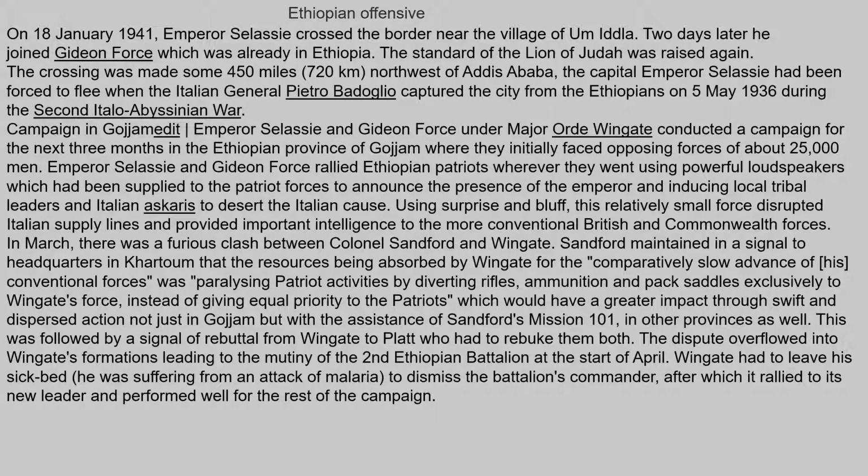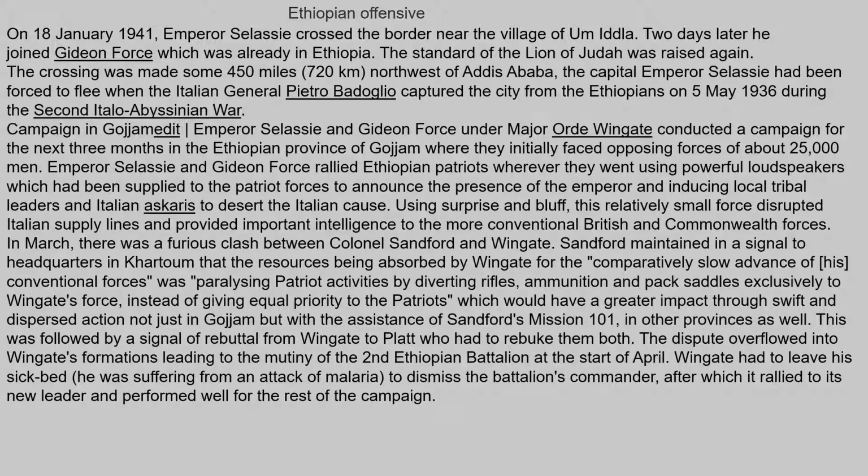So Emperor Selassie and the Gideon Force under Major Orde Wingate conducted a campaign for the next 3 months in the Ethiopian province of Gojam, where they initially faced opposing forces of about 25,000 men. Emperor Selassie and the Gideon Force rallied Ethiopian patriots wherever they went using powerful loudspeakers, which had been supplied to the patriot forces to announce the presence of the emperor and inducing local tribal leaders and Italian Askaris to desert the Italian cause.